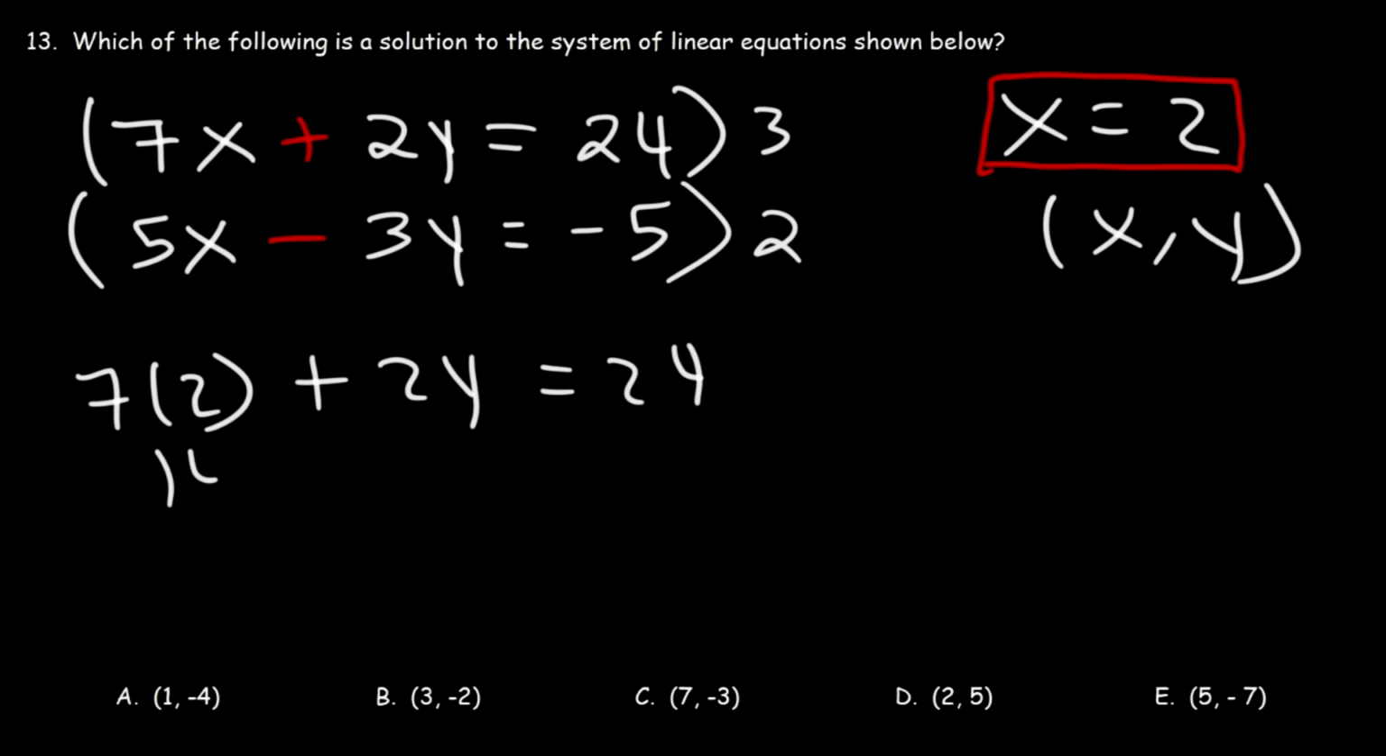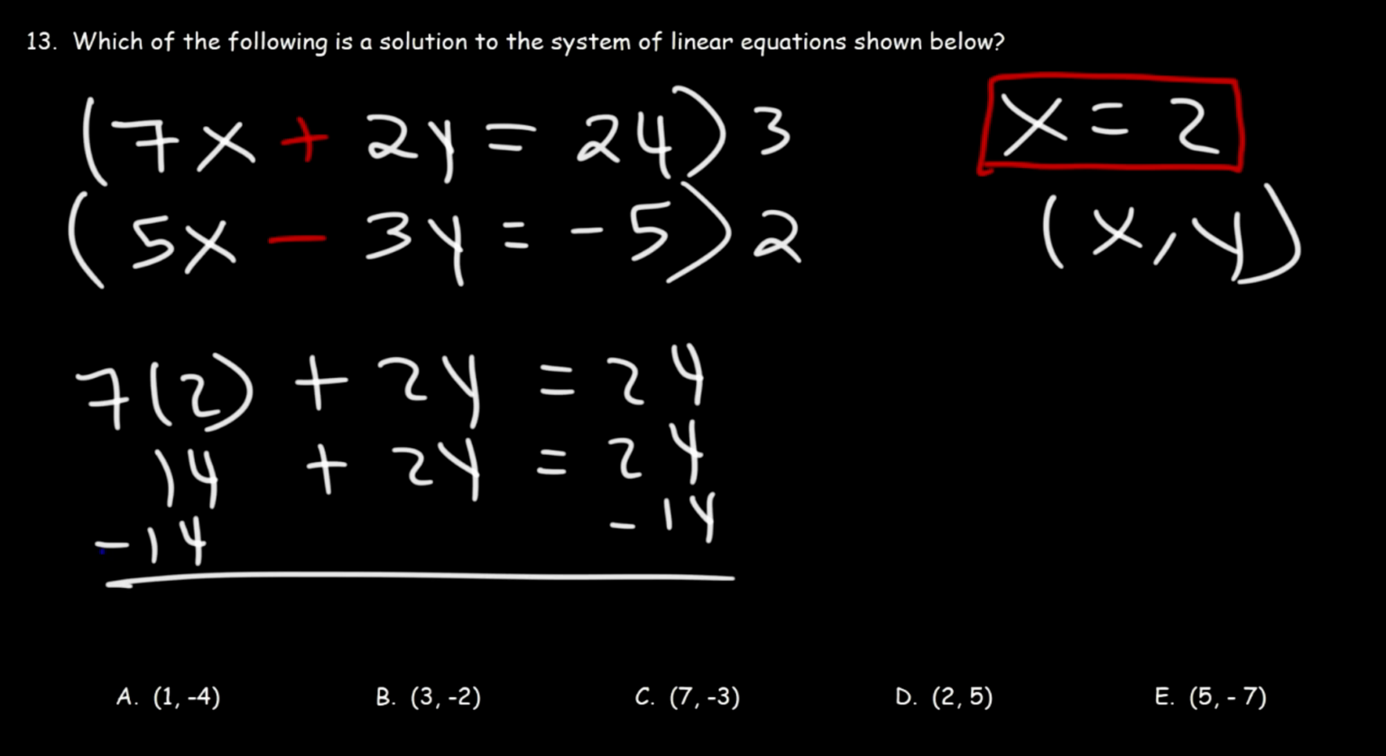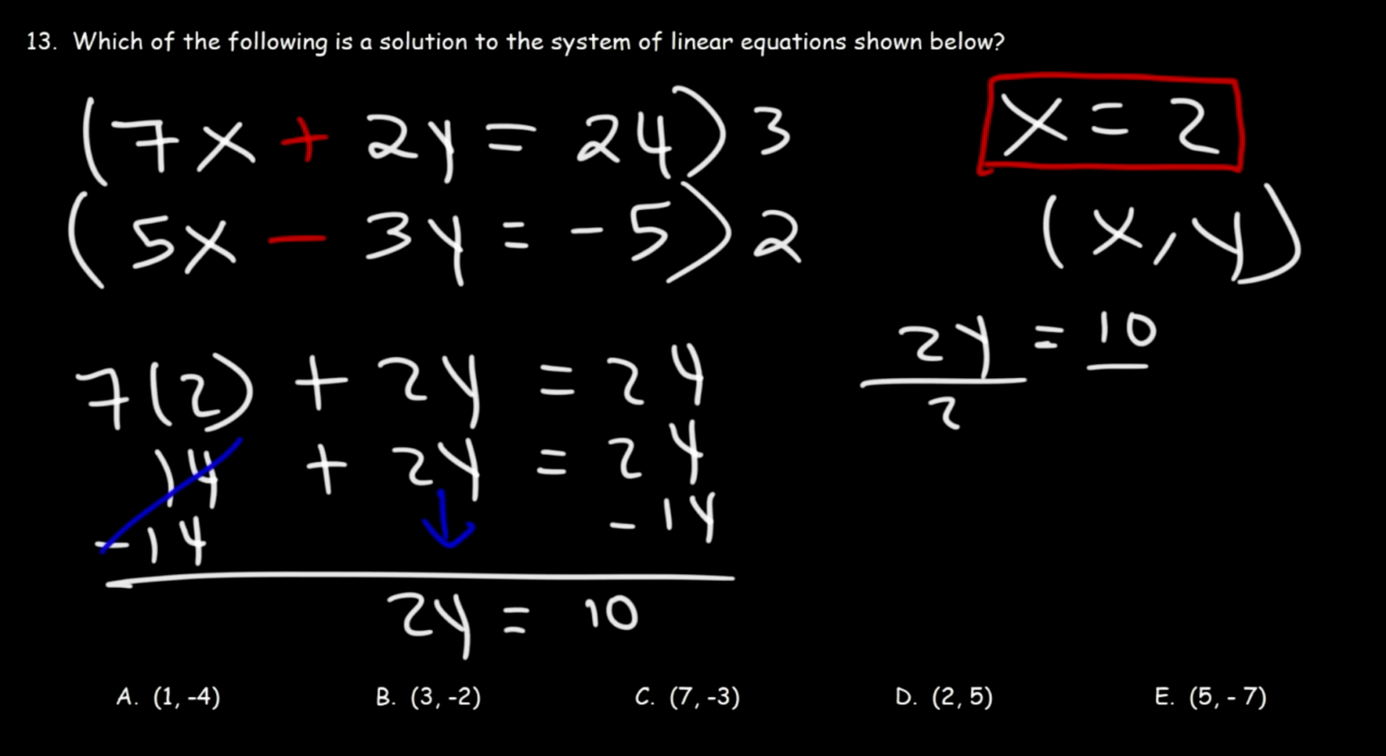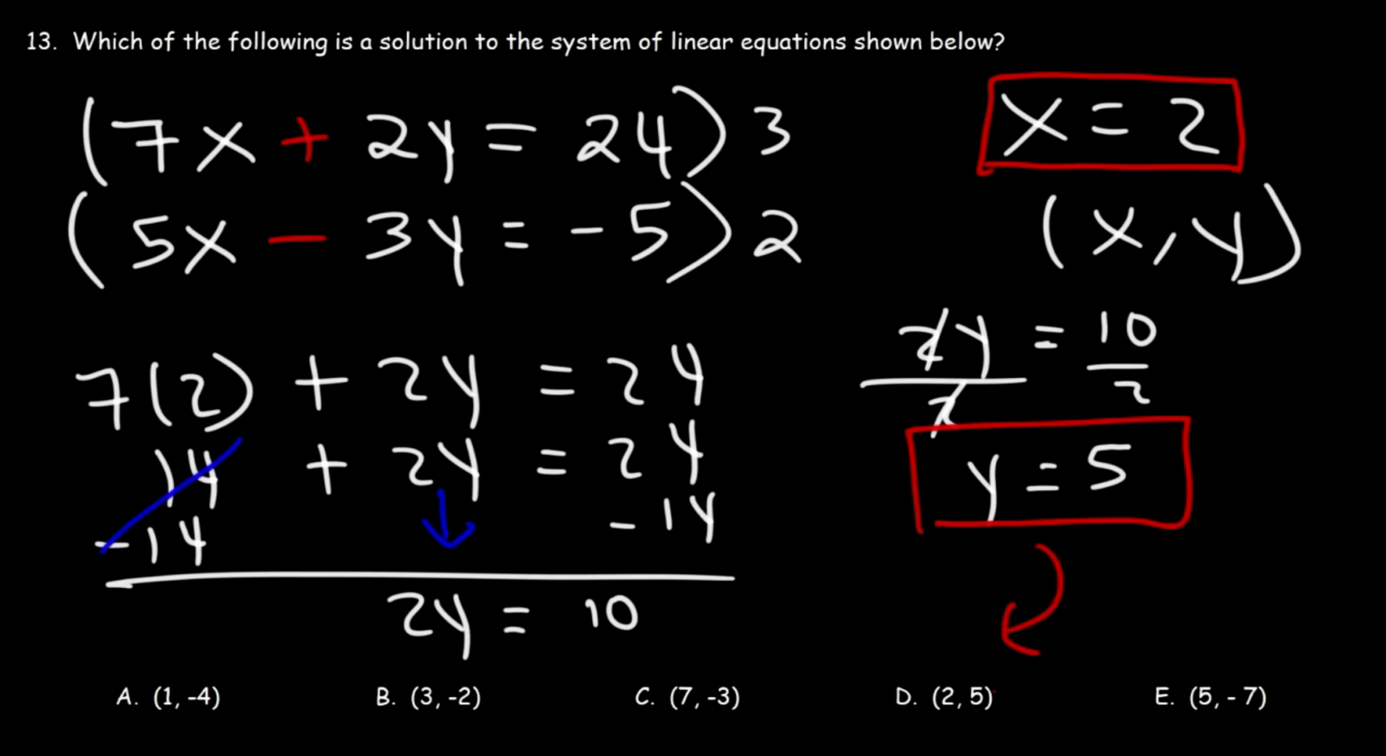7 times 2 is 14. Next, let's subtract both sides by 14. So we can bring this down. We're going to have 2y is equal to 24 minus 14, which is 10. And now we can divide both sides by 2. And so 10 divided by 2 is 5. So thus we have the ordered pair 2, 5. D is the correct answer.